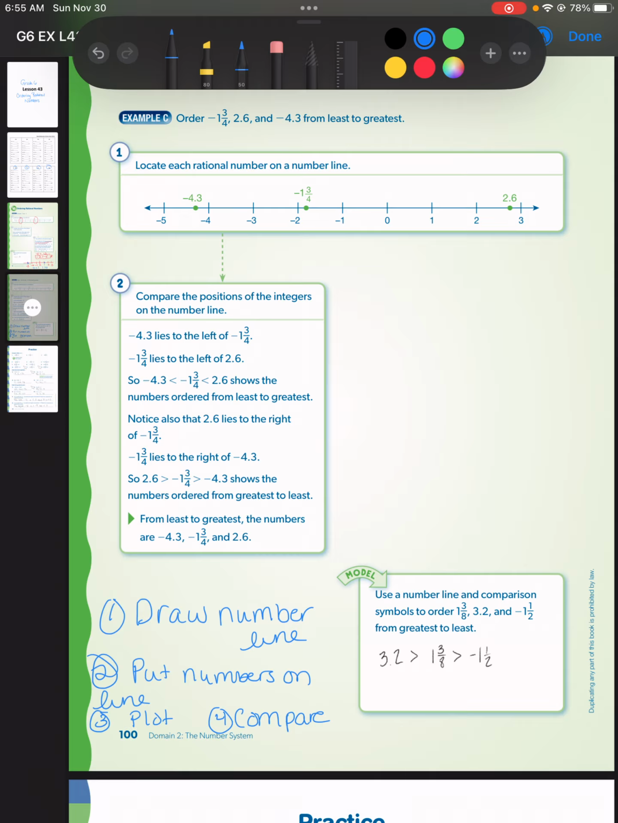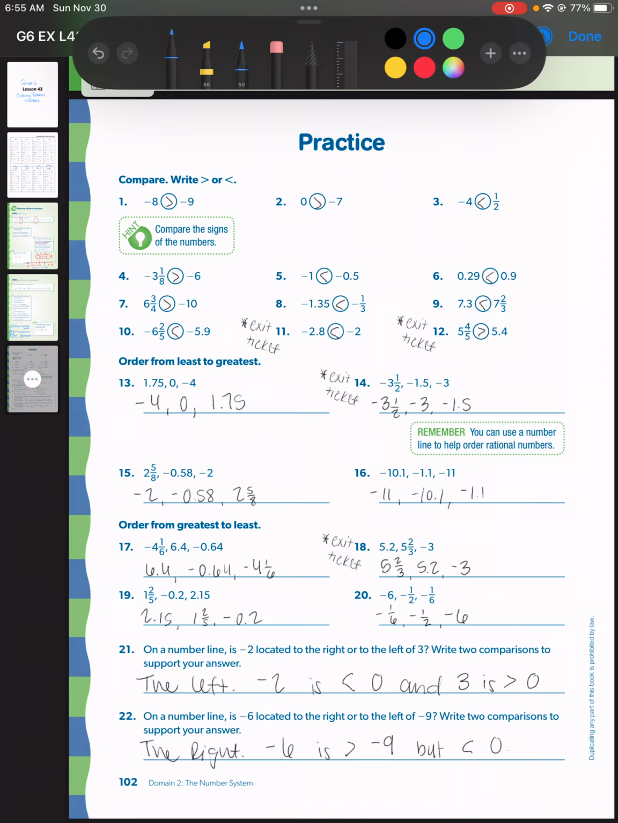Students are going to start to be able to tell you pretty quickly because they understand how to compare numbers. 3 and 2/10 is obviously greater than 1 and 3/8, and positive 1 and 3/8 is obviously greater than negative 1 and 1/2. It is okay for students to begin to have that understanding in order to compare numbers. And they can use that understanding to jump into the practice for the day.